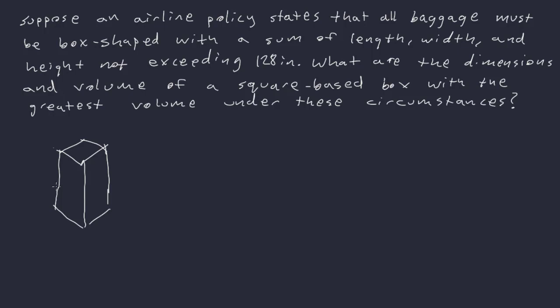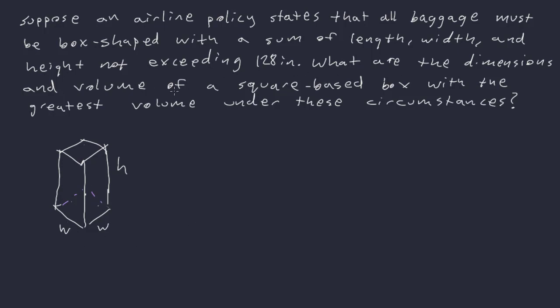All right, well, when we draw a three-dimensional box, we have, say, length, width, and height. But the nice thing about a square-based box is that we'll have the same dimensions on the base, right? So we'll have a W by W by H. That's our first thing that I would notice, that we have two dimensions that are the same.